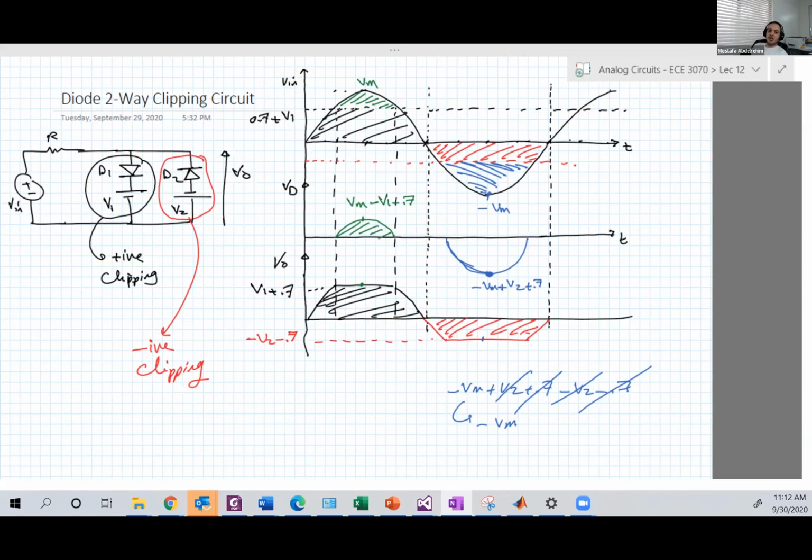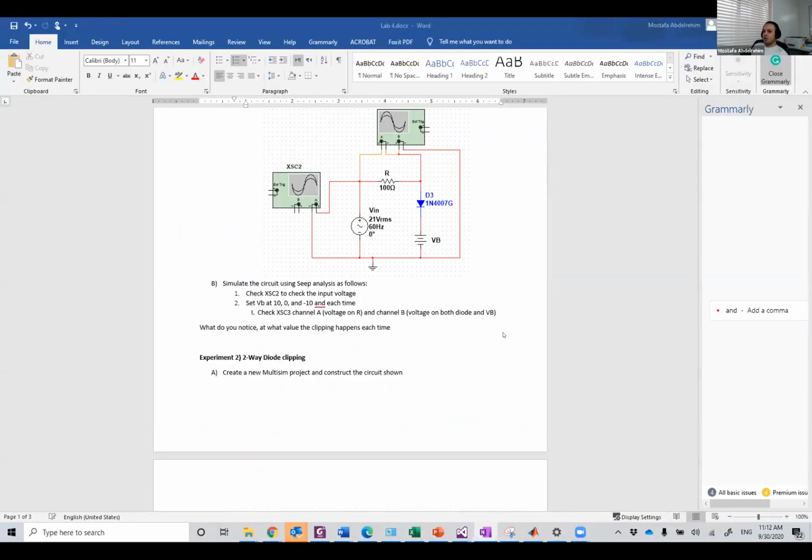I will share the other screen right now. You guys can see my other screen? Yeah, we can see it. Thank you.